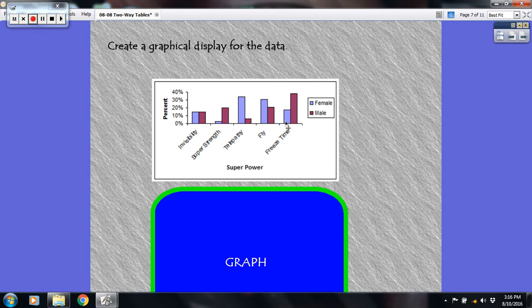So as we can see, gender clearly does have an effect on whether or not the students prefer a particular superpower. And we can also compare that to our table that was our marginal distribution to see the difference that it makes to compare 2 variables at the same time.